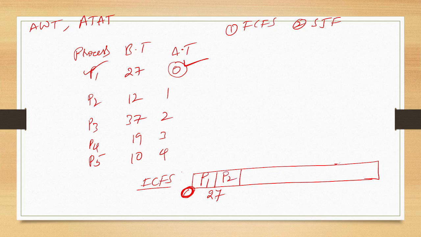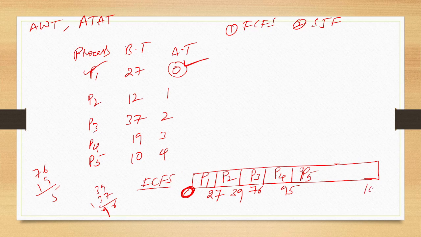Next, after P1, P2 came. 27 plus 12, how much? 39. Next, after P2, P3 came. That is 39 plus 37, how much? 76, right? Next, after P3, P4 came. 76 plus 19, 95. After P4, P5 came. 95 plus 10, 105. With this Gantt chart, you have to find the completion time, turnaround time, and waiting time.